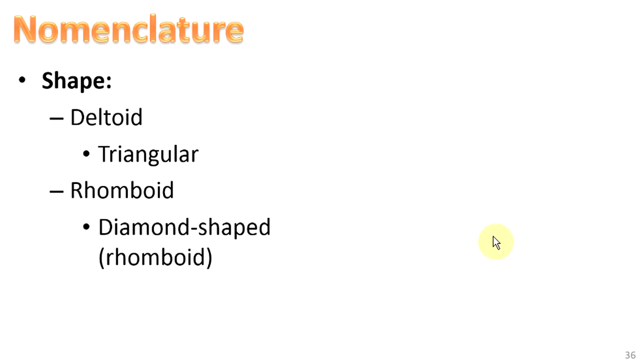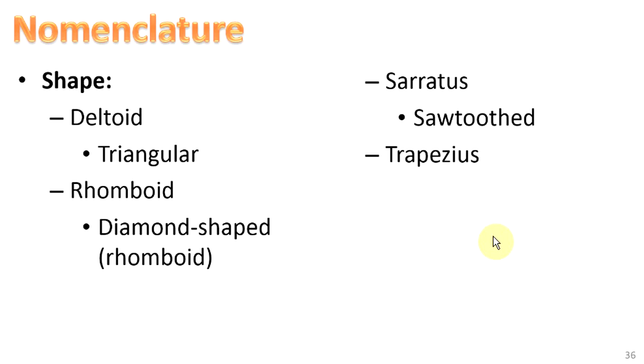Rhomboid is diamond shaped, and we have two muscles that go from the spine to the medial border of the scapulae, the rhomboid major and minor, really rhomboideus major and minor, but no one ever says that. Serratus means sawtooth, so we'll talk about the serratus anterior and the serratus posterior, and they're sawtooth, meaning they're serrated. Trapezius is trapezoid, so the trapezius is a kite-shaped muscle on your back that we'll show you a little bit later.